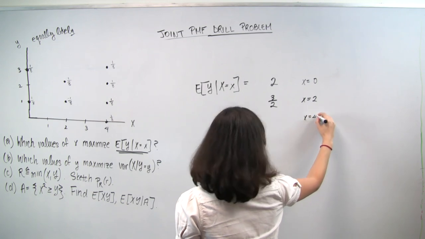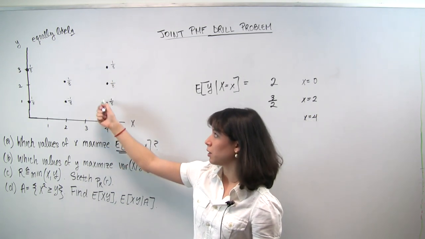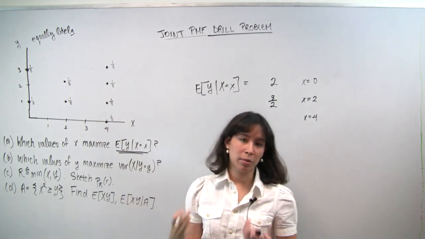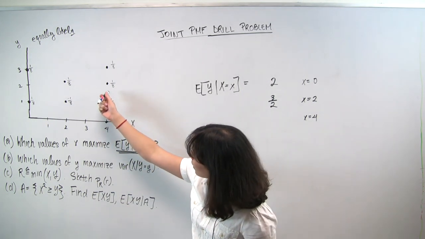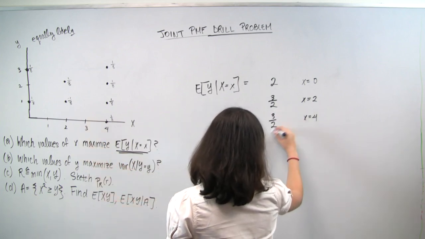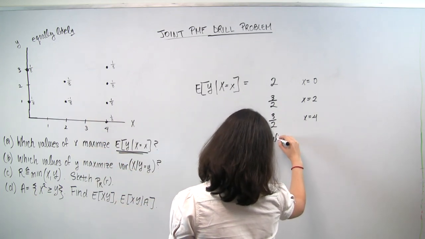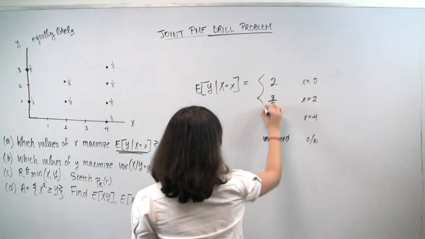Similarly, x is equal to 4. We're living in this conditional universe where y can take on one of these 4 points with probability 1/4 each. And so again, we expect the center of mass to be at 1.5, or 3/2. And this quantity is undefined otherwise. Okay, so we're almost done.